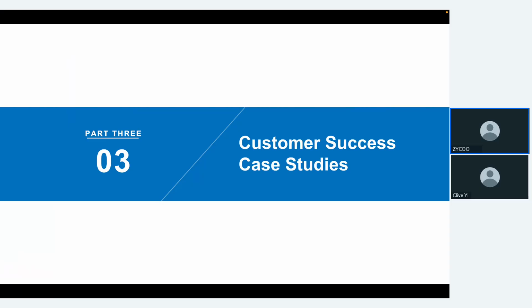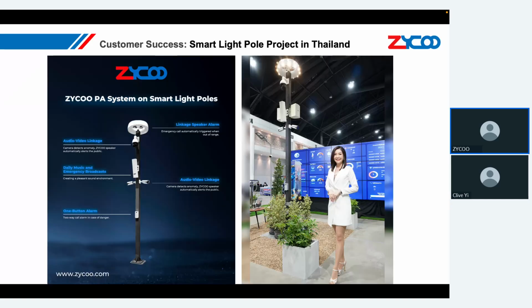So then I'm going to share with some of our real customer cases. This one is our smart light pole project in Thailand. As you can see, this is how it looks like. This is a real photo. So here are the lights, as you can see, the street lights.